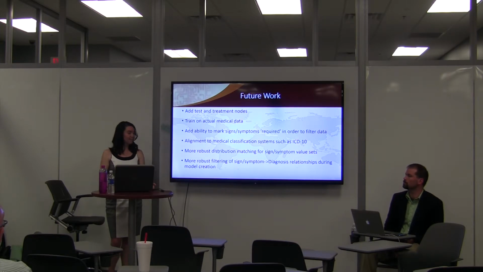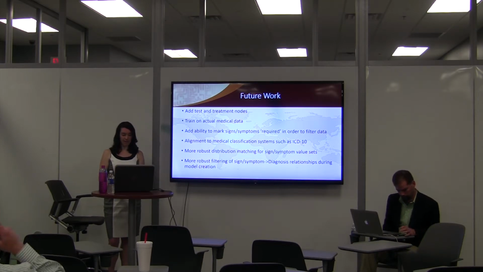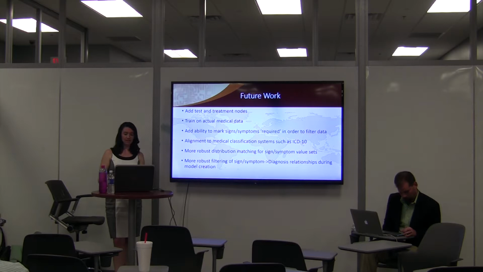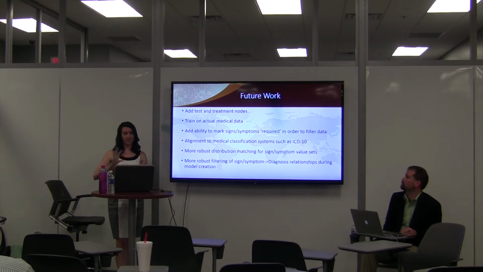Gabe mentioned that we'd like eventually to be aligned with ICD-10 so that, you know, the autofill will happen and the doctor will be led to know what to look for as opposed to having to type things in verbatim. We'd also like to have a more robust distribution for the sign symptom value sets and matching, and a better filtering system for the sign symptom to diagnosis relationship. So those signs or symptoms that aren't really very connected, they occasionally show up in the diagnosis. The more of those you can get out, the more optimized the system will be.